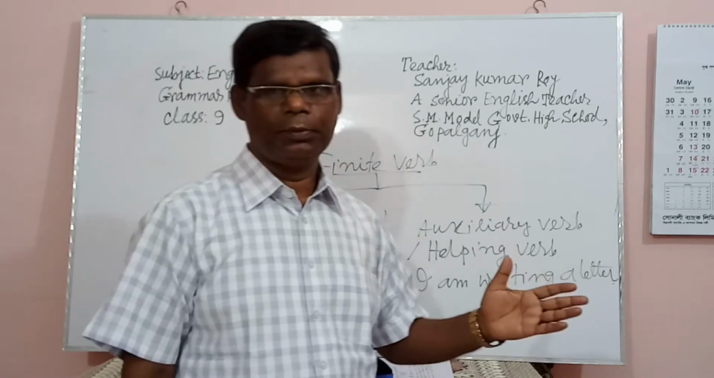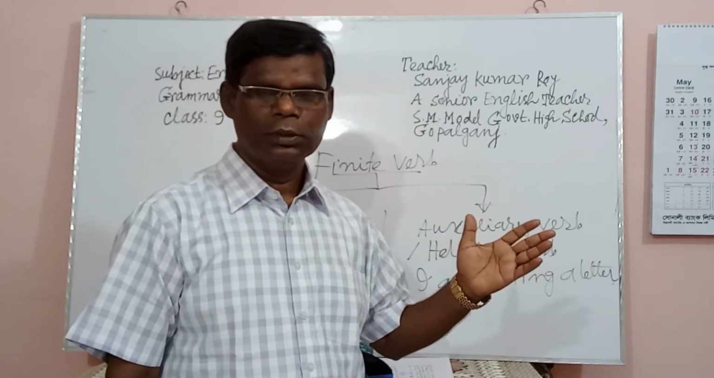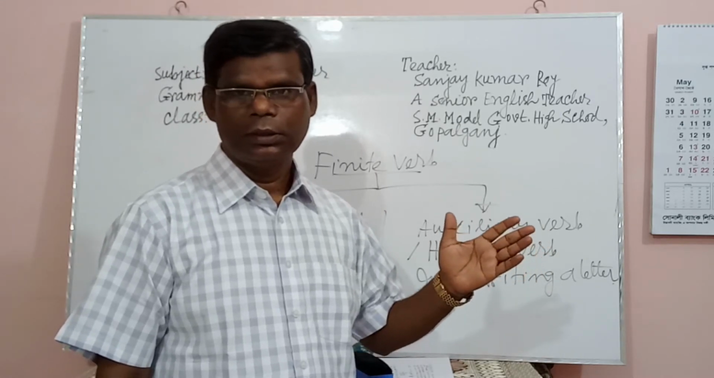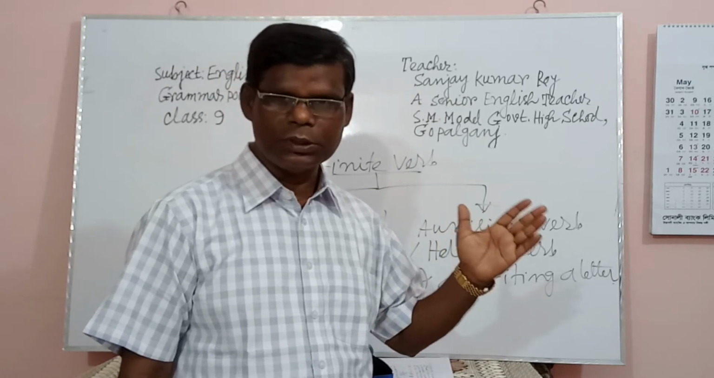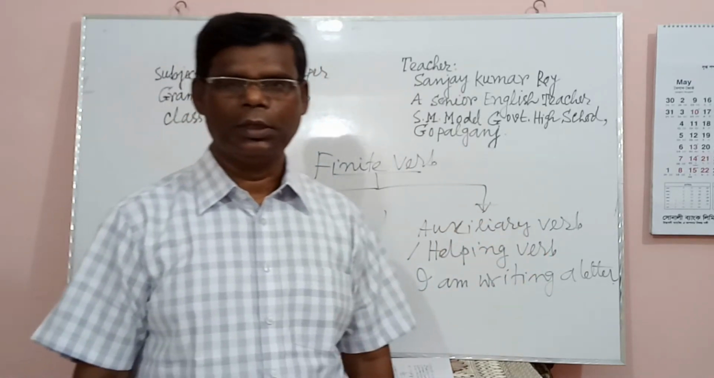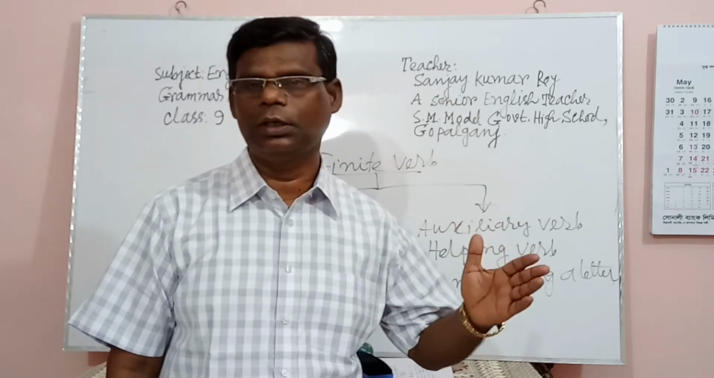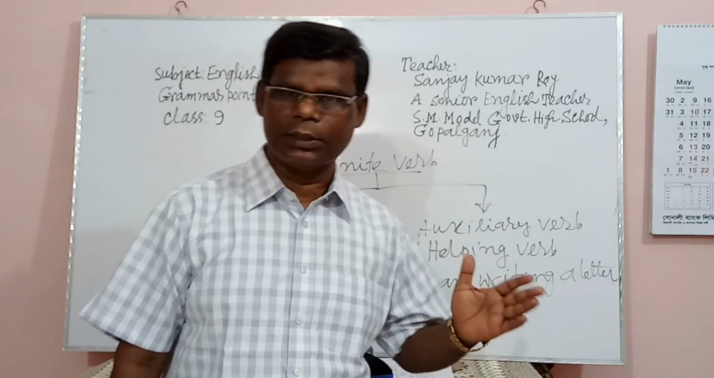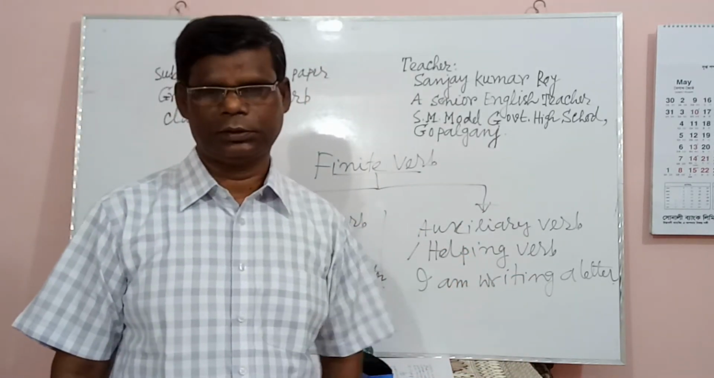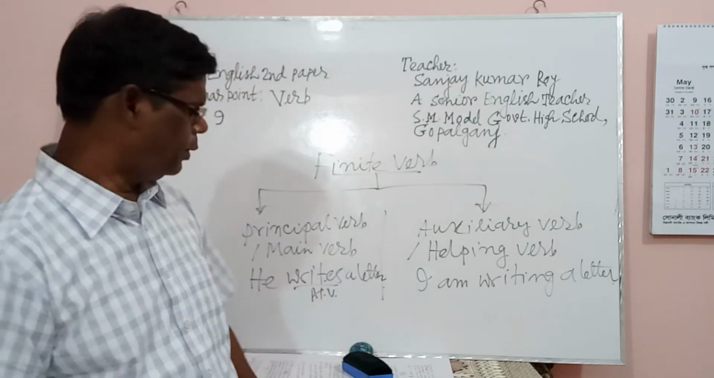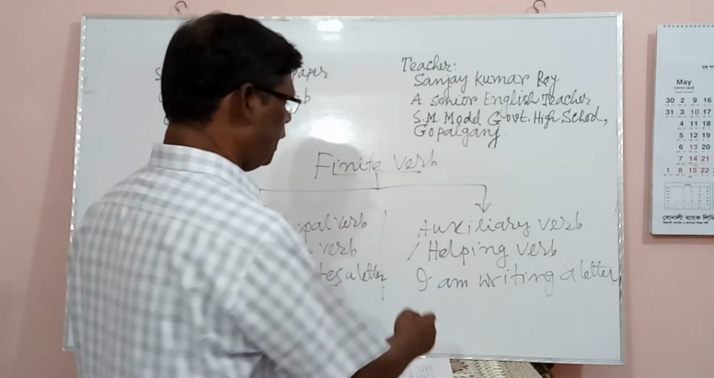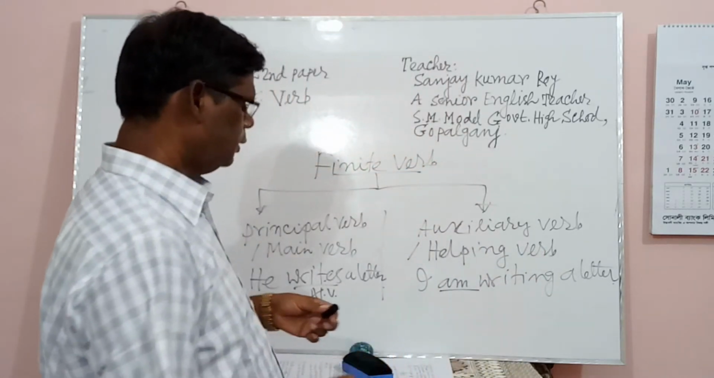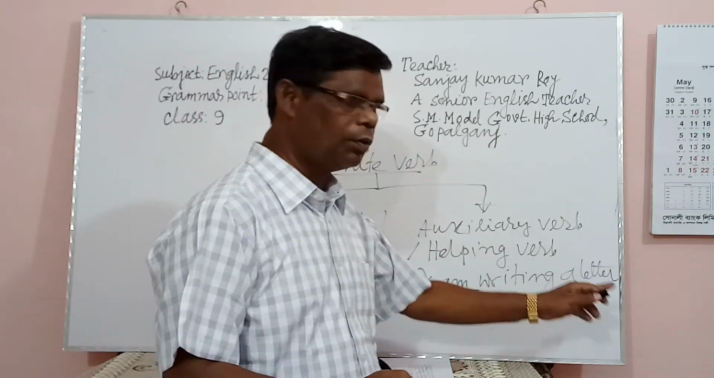Auxiliary verb or helping verb. What is auxiliary verb? The verb which is used only to help the main verb or principal verb to form a tense, mood or voice is called auxiliary verb. I am writing a letter. Here this verb is helping the verb write to form tense.